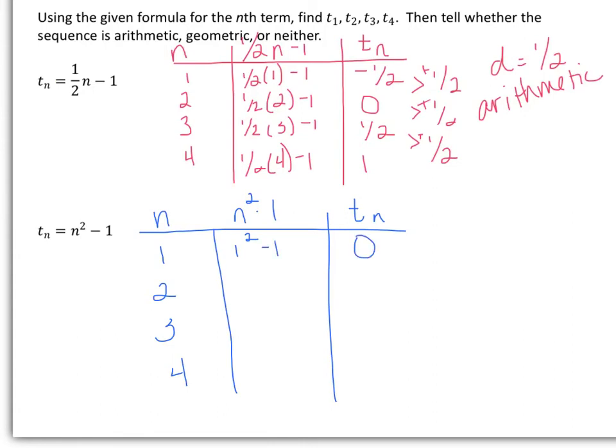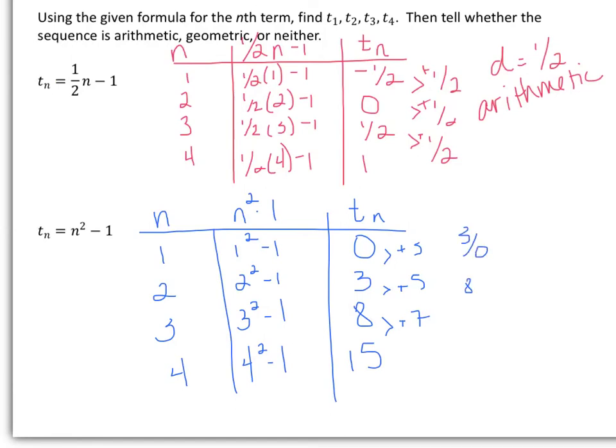One squared minus 1 is 0. 2 squared minus 1 is 3. 3 squared minus 1 is 8. 4 squared minus 1 is 15. So if I look for a common difference, there's no common difference. If I look for a common ratio, I have 3 over 0, 8 over 3, 15 over 8. So this would be neither.